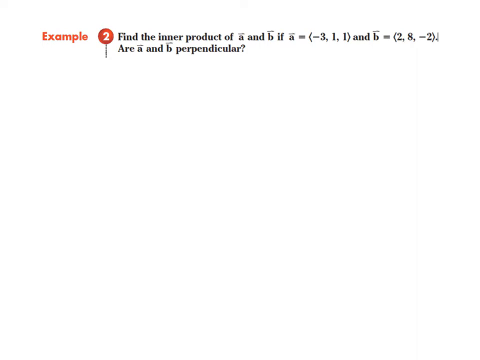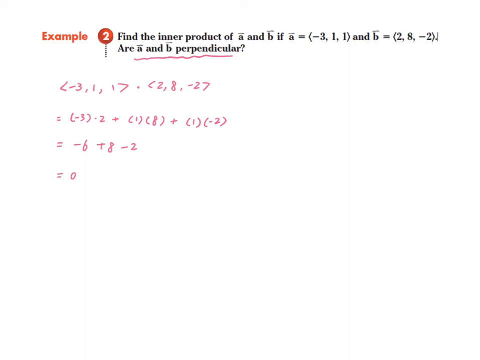I hope you can try example 2 on your own before I go over it. We are finding if vector A and vector B are perpendicular. We have (-3, 1, 1) and the vector (2, 8, -2). To check if these two vectors are perpendicular, we're going to use the dot product. We multiply the x together, -3 times 2, plus the y's together, 1 and 8, plus the z's together. That's -6 plus 8 minus 2.